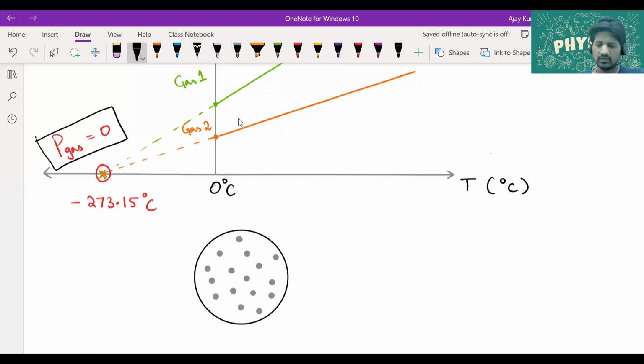Can any of you tell me what this means? I am telling you that gas exerts pressure by means of random motion of gas molecules. So gas molecules will be moving randomly, so they hit the walls of the container. That's how they create pressure. What does gas pressure becoming zero mean?